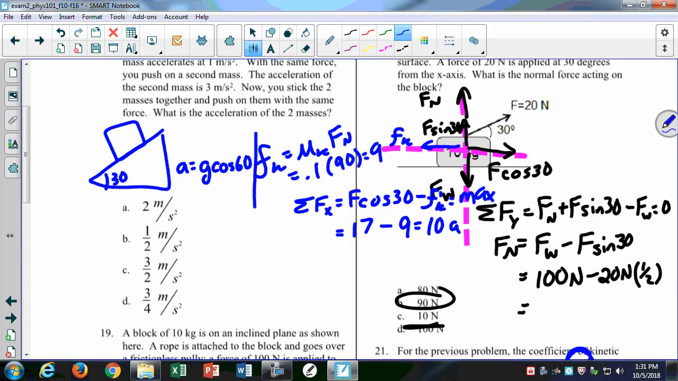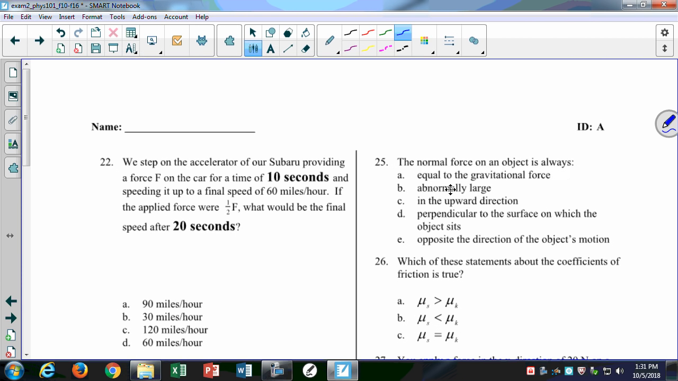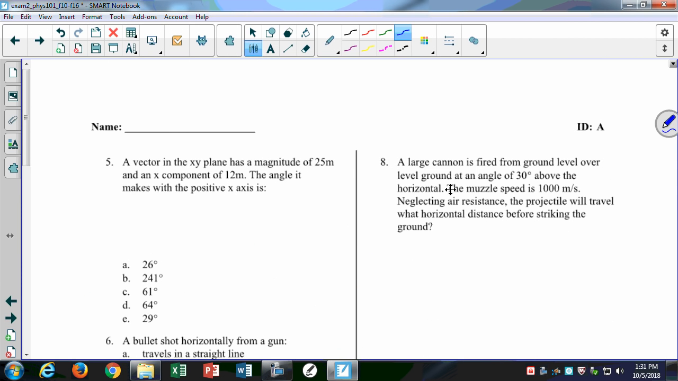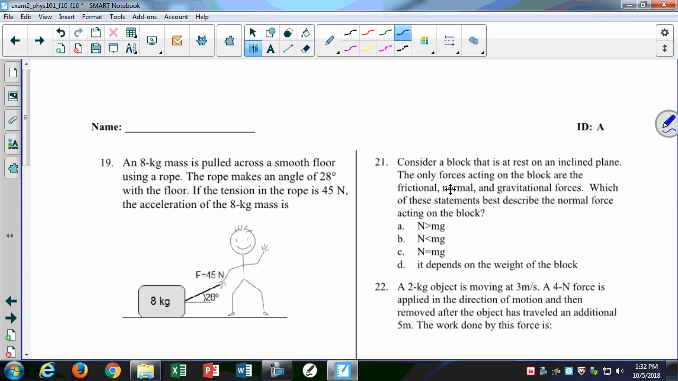For number 21 on file 15, explain why the normal force is less than m times g. Okay, yeah. Because the normal force is the component of the weight, and components are always less than their force. Let me show you. The normal force is a component of the weight. Right? You hear what I'm saying?